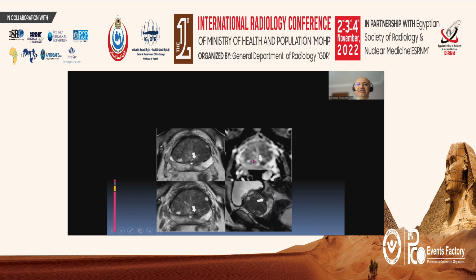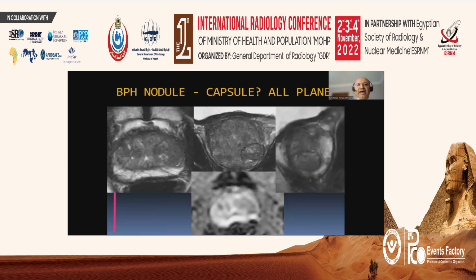And this is an important pitfall. You can see that it looks like a peripheral zone, but it's a protruding BPH, so call it PI-RADS 2. And also, is this a BPH nodule, suspicious or not? Please remember to look at the sagittal and coronal images. If you look at them, this is not a suspicious BPH nodule.